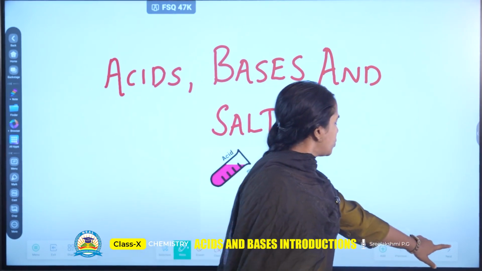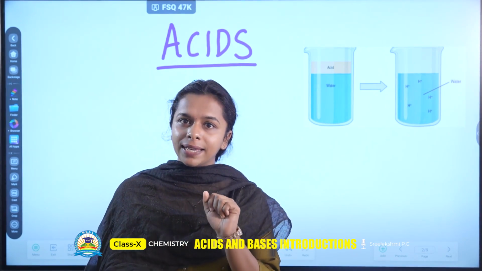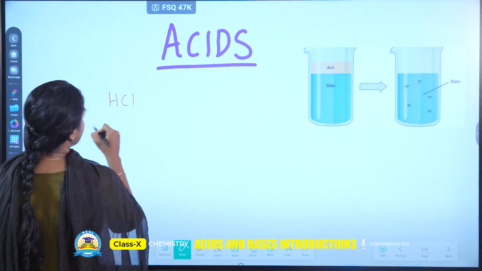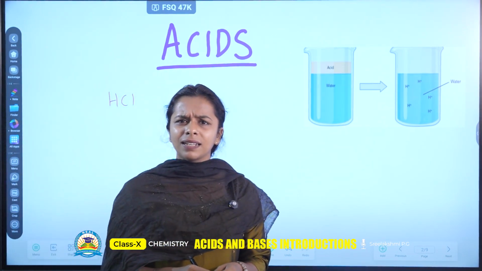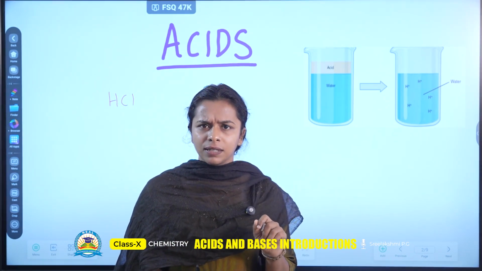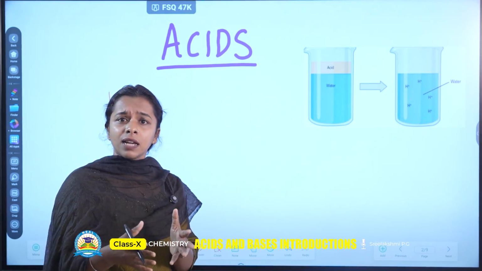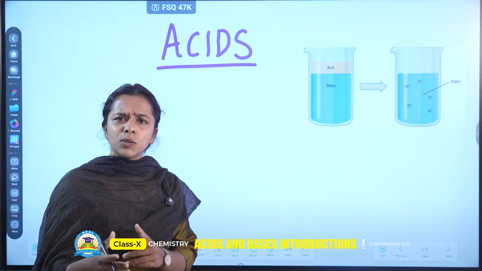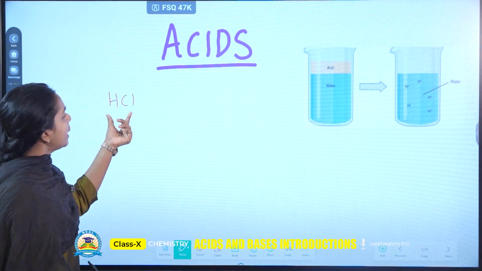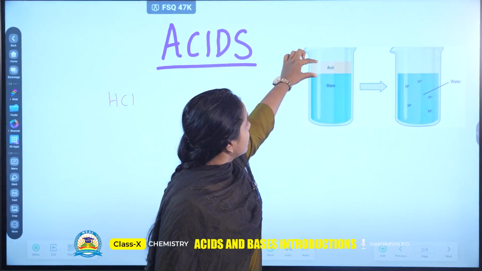Okay, so first you should know what is meant by acids, right? So here we will consider one example. I'm taking HCl as the example. What is this HCl? Have you heard of HCl? Yes, it is hydrochloric acid. How do you know that it is an acid? The name itself says it, right? Hydrochloric acid. Yes, there is a reason. When we mix this HCl into water, can you see here? So here you can see one acid, right?